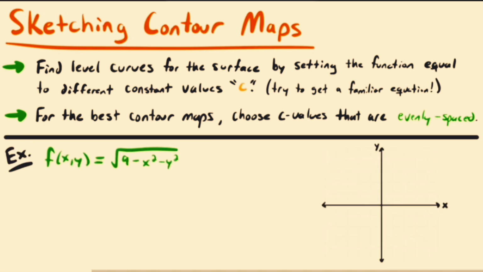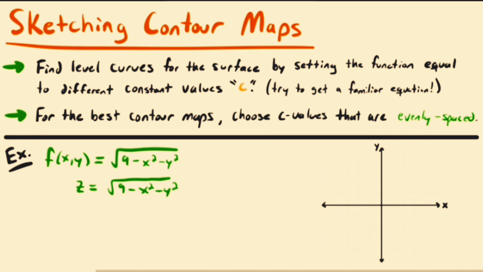For this example, our multivariable function f of x y is equal to the square root of 9 minus x squared minus y squared. All right, now you could rewrite this function using the dependent variable. You could say that z is equal to the square root of 9 minus x squared minus y squared.